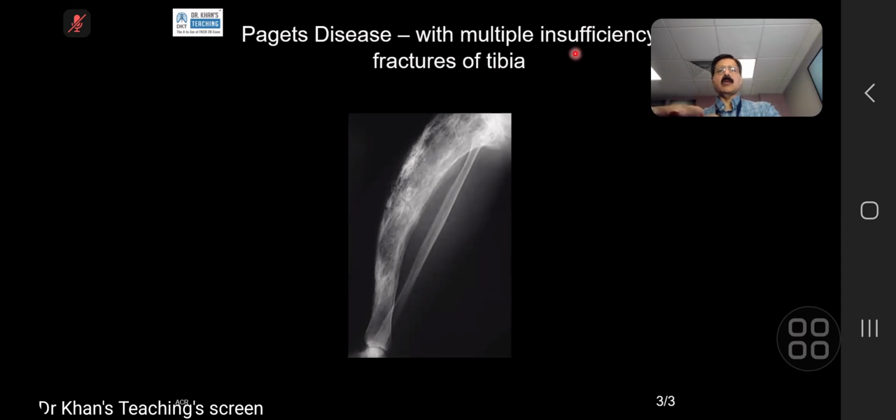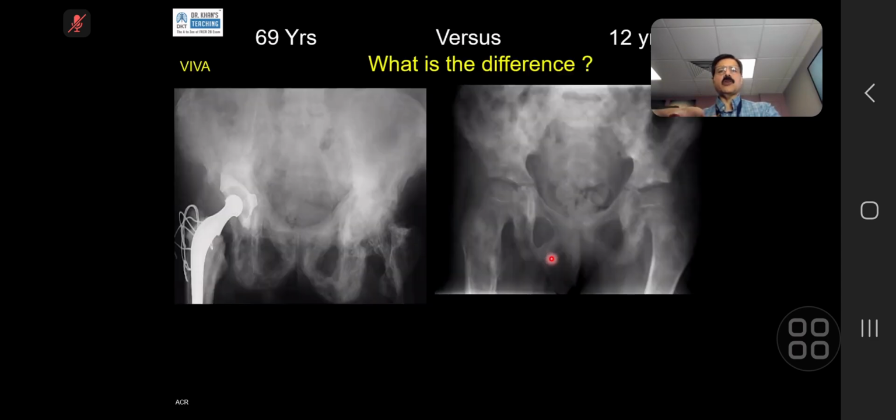This is multiple insufficiency fractures of the tibia. I also want you to differentiate, develop your eyes on this versus this. Candidate. This is a 12-year-old. This is a 69-year-old. This is Paget's disease.